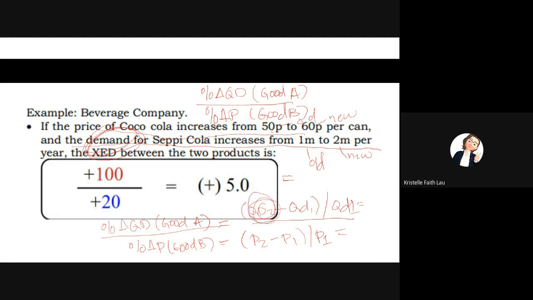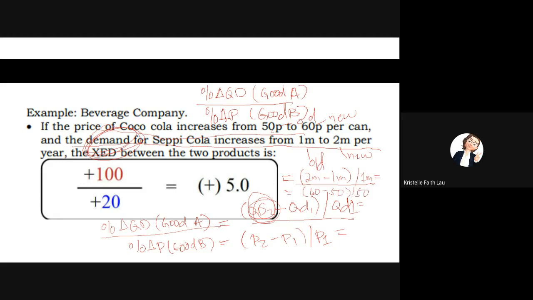So, we have 2 million minus 1 million. Divide natin siya sa 1 million. That is for the demand. Then, for the price, we have 60 minus 50. Divide natin siya sa 50.